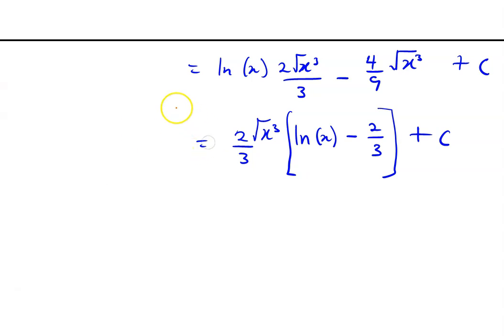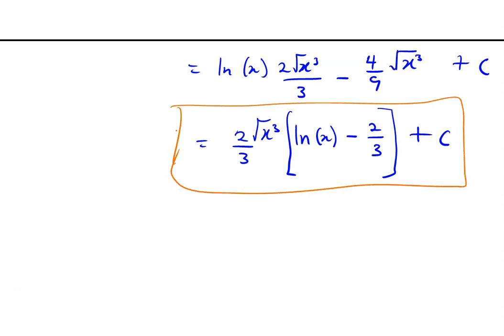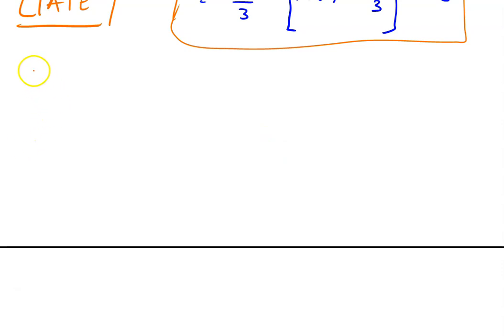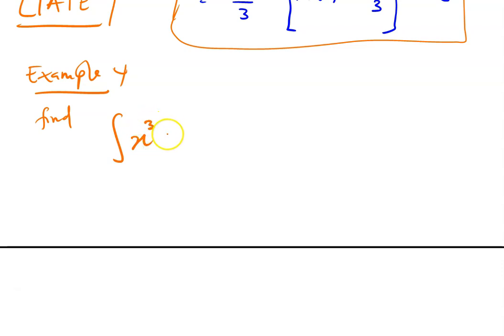So that is it for example 3 also. So I'm going to talk about the exceptions of the LIATE rule, or the ILATE. Before I do that, let me solve that example. Let's say example 4. So let's assume I have something like, find the integration of x cubed e^(x squared).